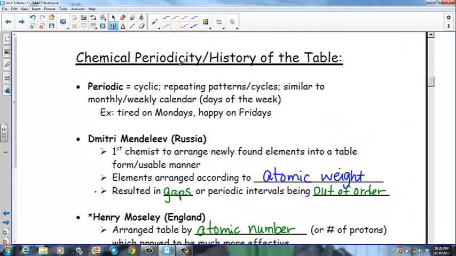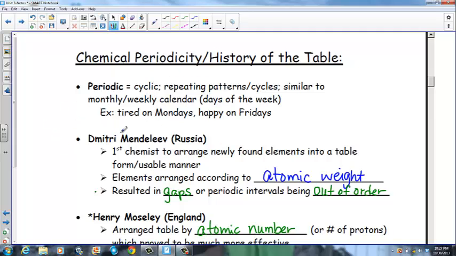So, chemical periodicity, or the history of the table. The word periodic means cyclic or repeating patterns or cycles, similar to a monthly or weekly calendar, days of the week. So you could say that the periodic table is a calendar of the elements. For example, this would be your cycle: tired on Mondays, happy on Fridays. It's the end of the week. Same idea. It's a repeating pattern.